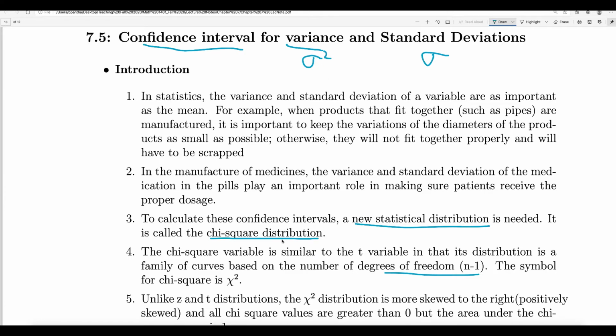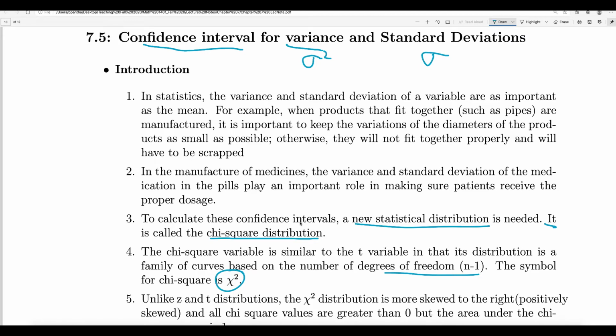To calculate the confidence interval for variance and standard deviation, a new statistical distribution is needed. We don't use the normal distribution, or the Z distribution or T distribution there. We don't do inverse normal, inverse T, or normal CDF and T CDF. We don't do it that way, okay? So we use a different distribution. It is called the chi-square distribution.